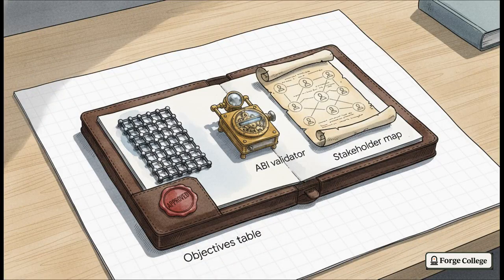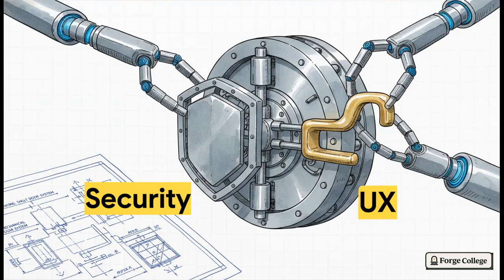So, what have we actually built today? These are your concrete blueprint artifacts. You now have an objectives table with real metrics, an automated ABI compatibility validator, and a stakeholder responsibility map. These 3 items should now sit perfectly under the scope and acceptance heading of your technical brief, completely ready for a formal design review. With those artifacts in hand, here is what is up next in our capstone project: Security and UX Considerations for ERC-4337.